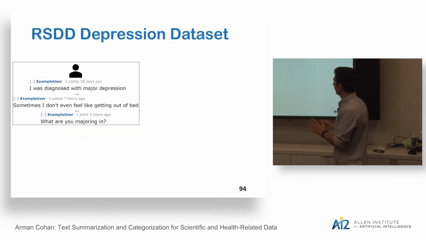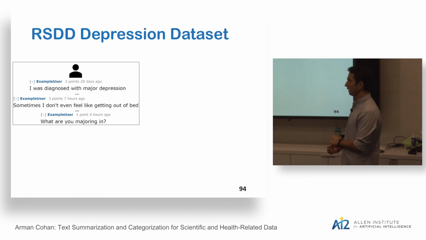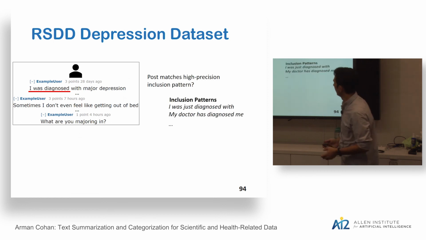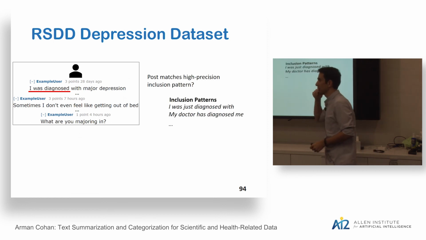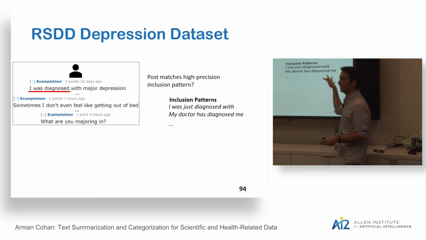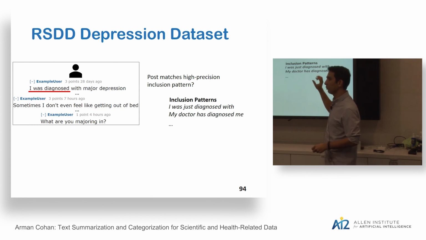So the way we built this data set is like this. We have a user that has multiple posts. We have some high precision inclusion patterns, for example, "I was diagnosed with depression", "my doctor diagnosed me", and so on. If a user has this kind of post, we assume that they have been diagnosed with depression at some point.